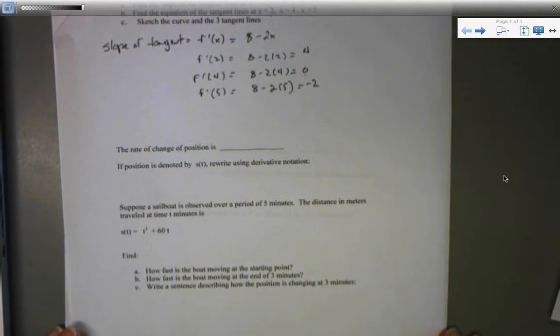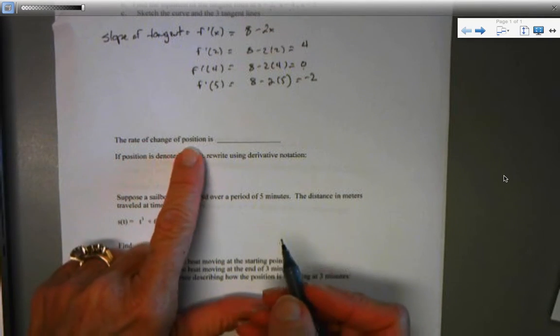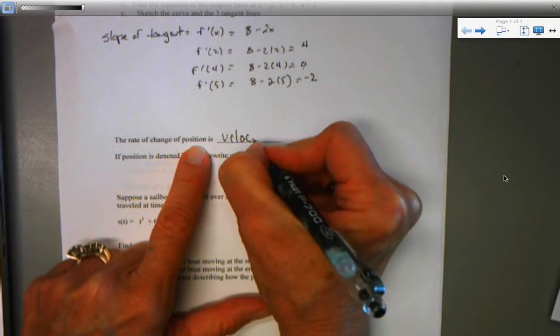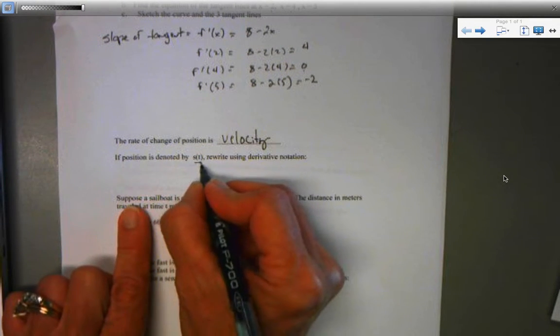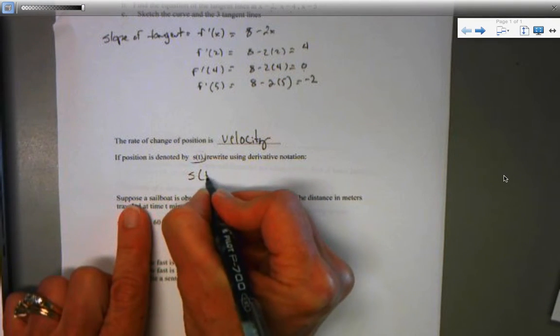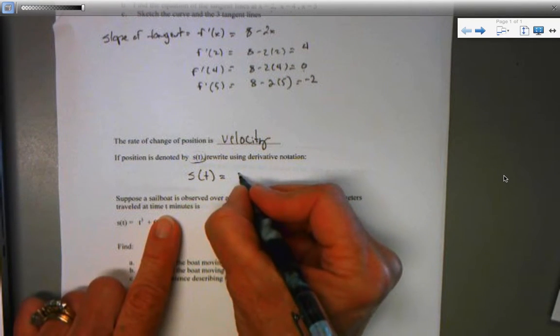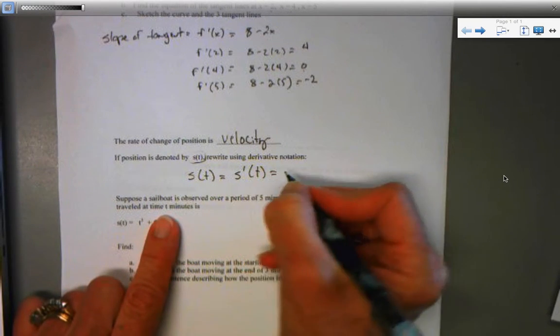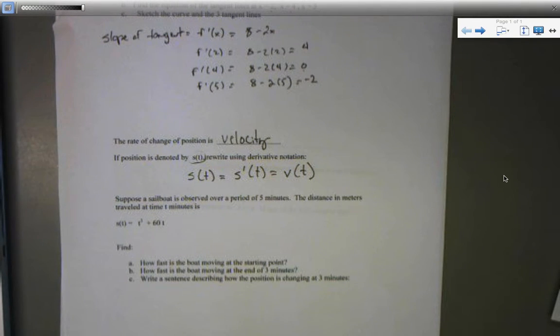All right, so next on your homework will be some application problems, and it involves the equation for distance above the ground, or height above the ground. So the rate of change of position is called velocity. Position is s of t. The instantaneous rate of change is the derivative, and the name of that derivative is velocity.